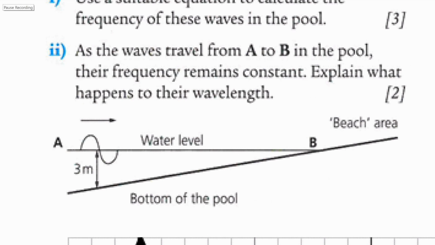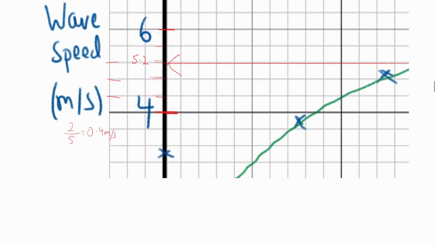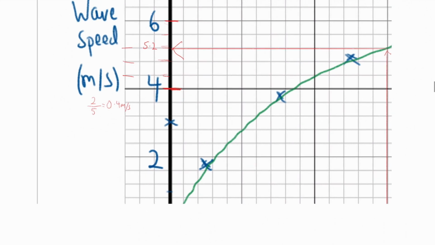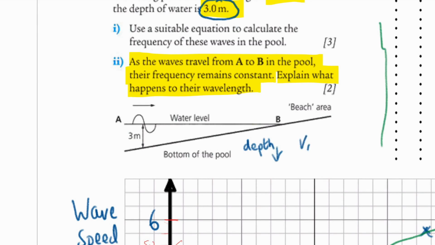B part 2 requires a bit more thinking because you've got to make 2 connections. I'll just read it first of all because it's quite a tricky question. As the waves travel from A to B in the pool, the frequency remains constant. Explain what happens to the wavelength. Well, as we're going from A to B, left to right, the depth decreases. You're looking for relationships between different variables. And we know from this graph that when the depth decreases, the wave speed decreases. So the speed decreases. But the question's asking, what happens to the wavelength?